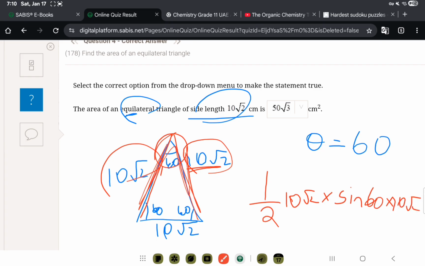On my calculator, 1 over 2 times, you can just do 10 radical 2 and then square it, but use brackets. So I mean like this, 1 over 2, 10 radical 2 squared times sine, on your calculator. It saves you time and it's the same answer. So I got 50 radical 3, which is correct.